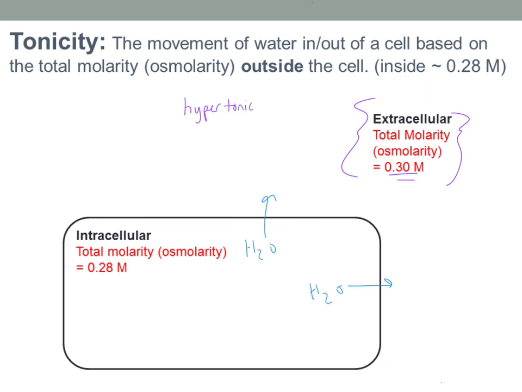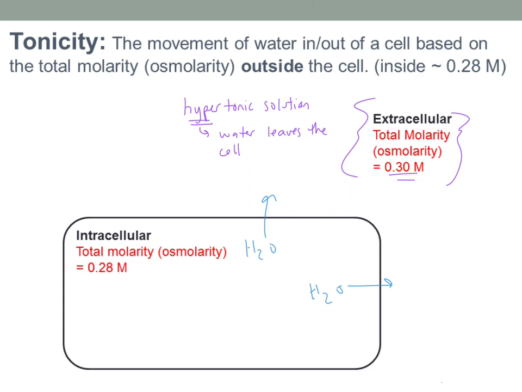And how do I know it's hypertonic? I know that it's hypertonic because water leaves the cell. If I see water leave the cell, that means it was a hypertonic solution. And that should mean that there are more solutes on the outside. Since this is 0.30 and that's higher than 0.28, they should coincide, but again, we're always going to assume that those solutes in the extracellular fluid cannot be transported in.